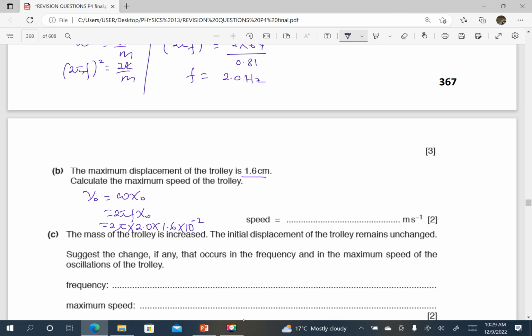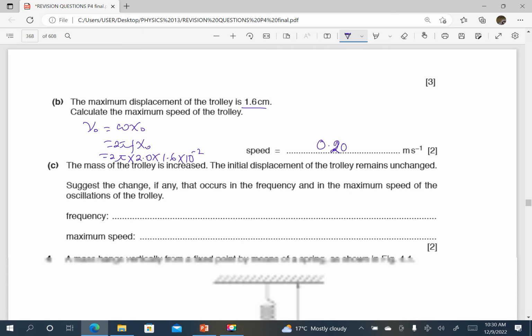So from the calculator, this is 0.20 to two significant figures, 0.20. The mass of the trolley is increased. The initial displacement of the trolley remains unchanged. Suggest the change, if any, that occurs in the frequency and the maximum speed of oscillations of the trolley.